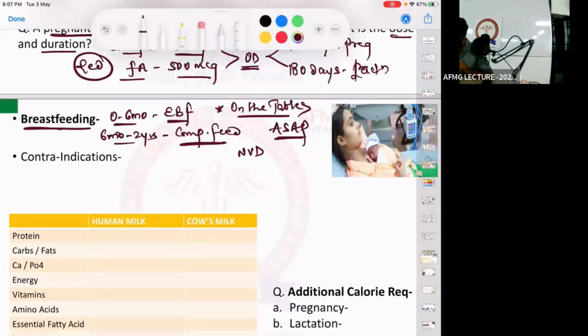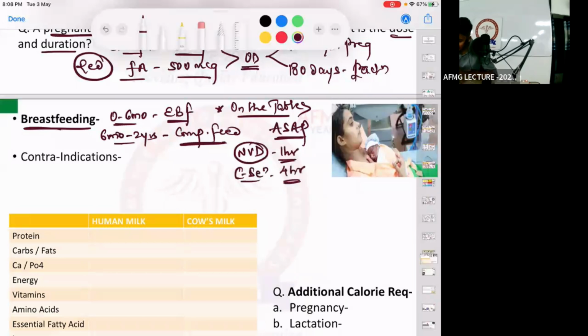In normal vaginal delivery, 1 hour. In C-section, 4 hours. No issues with this. Best answer for initiation of breastfeeding is on the table, followed by ASAP. No issues with this.